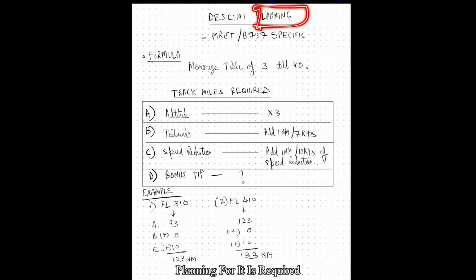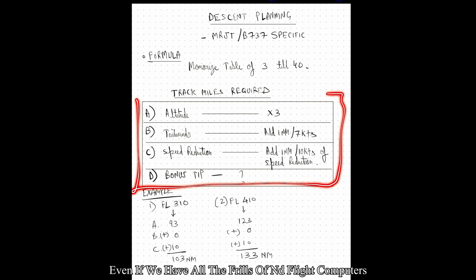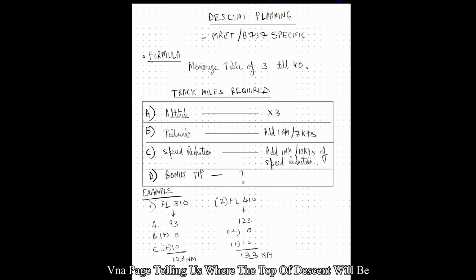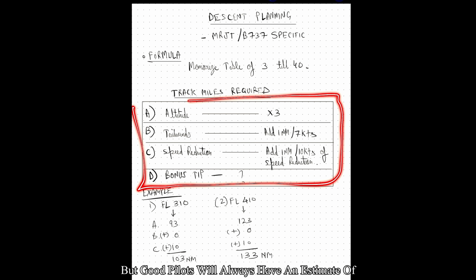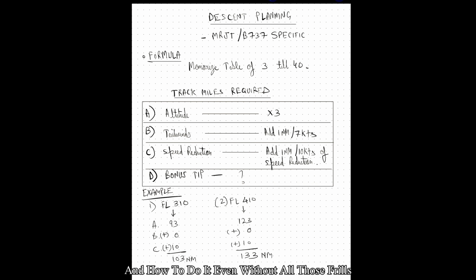Planning for it is required even before the top of descent starts, because as good pilots, even if we have all the frills of ND, flight computers, and the VNAV page telling us where the top of descent will be, good pilots will always have an estimate of when to start the descent and how to do it even without all those frills. So let's go ahead with it.